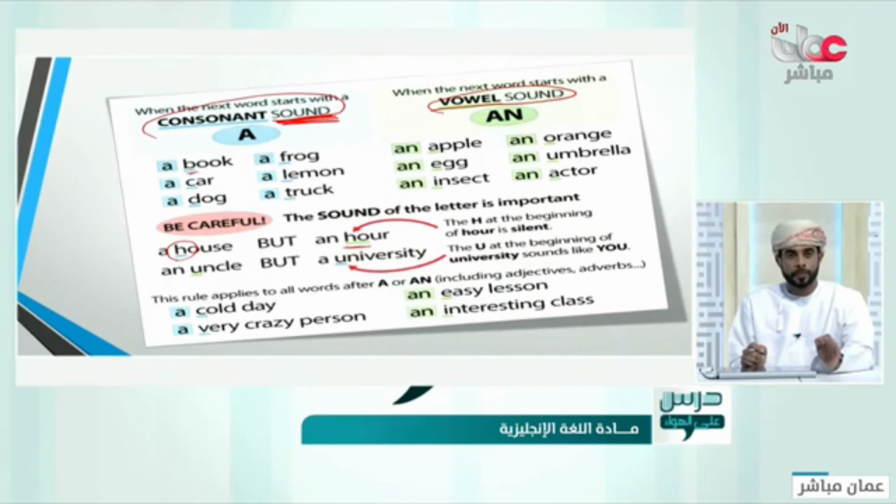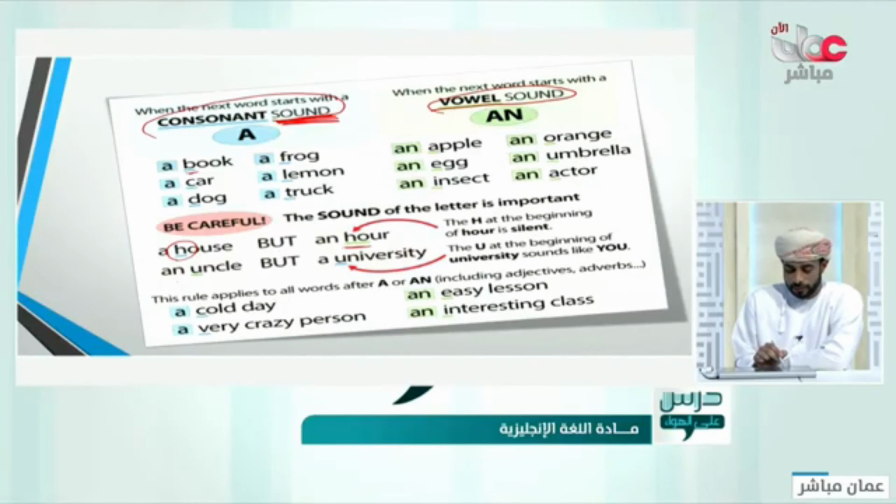So again, we use a with the consonant sounds, and we use an with the vowel sounds, just like this. With the vowel sound to make it easier for us to pronounce it. Like a hour, it's really difficult, so we say an hour. Good. The same thing with uncle, the opposite sometimes. The vowel may be pronounced like a consonant.